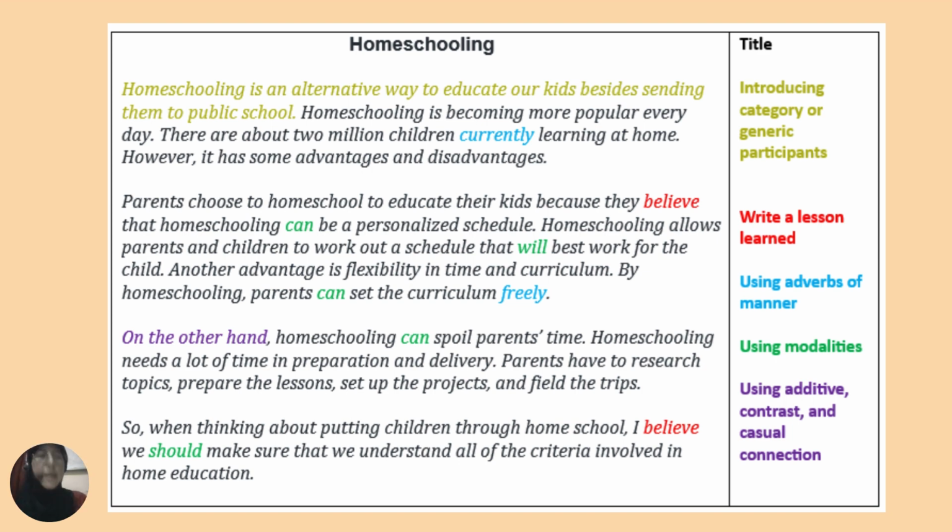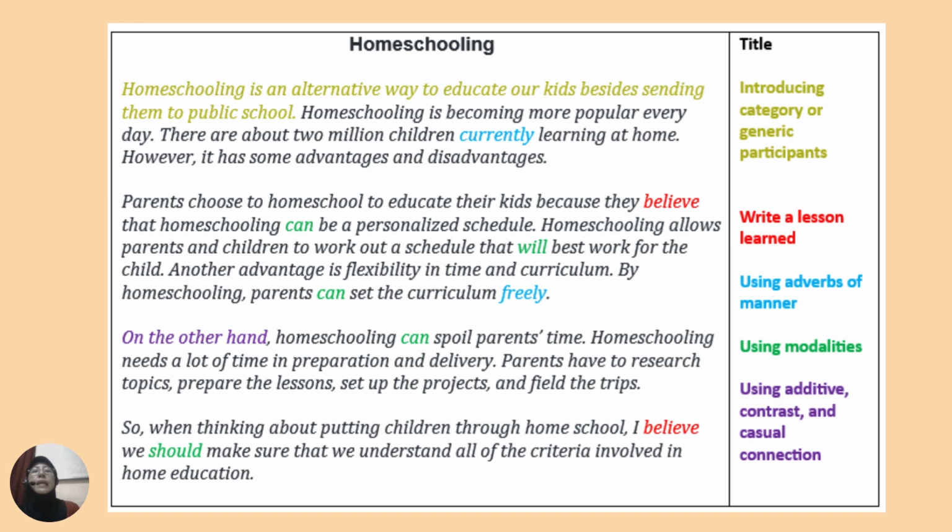Now this one is showing introducing category or generic participant. And then I also give the color red for writing a lesson learned. Now, writing a lesson learned, we can show it by using words like believe, hope. In this text, we can find the word believe in paragraph 2, and also in the last paragraph you can find the word believe.